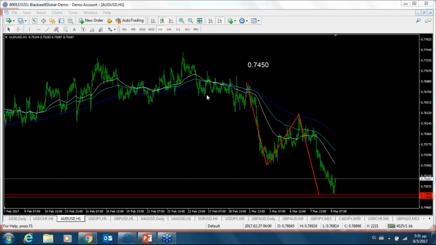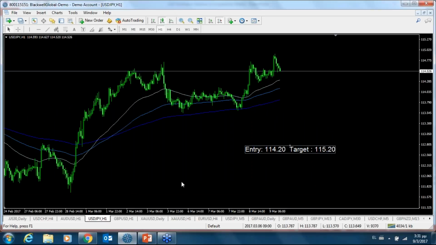Let's look into USD JPY, because we have seen quite a number of bigger buyers, the bigger boys. They are still looking into a buy entry for the USD JPY. They have bought at 114.20.